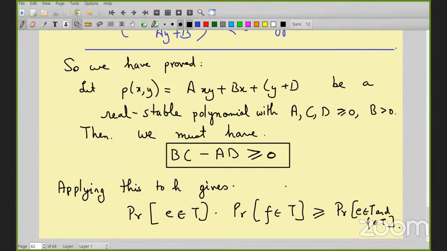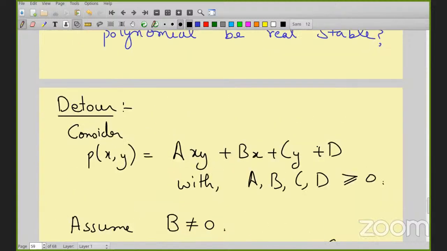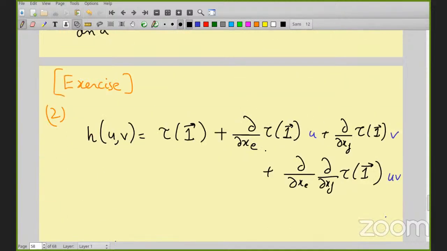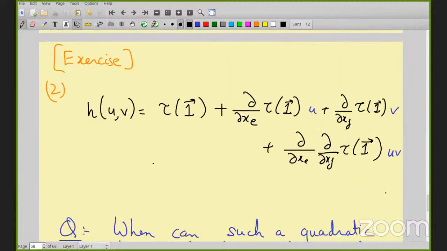Wait, sorry, how did you get that? So what were B and C in H? Okay, there's a tau division by tau 1 happening, but let's forget about it for now. So this is like the probability of E times tau 1, this is the probability of F times tau 1, and this is like the probability of E and F times tau 1. And there's another extra tau 1. So the factors of tau 1 cancel. They're known to be positive.